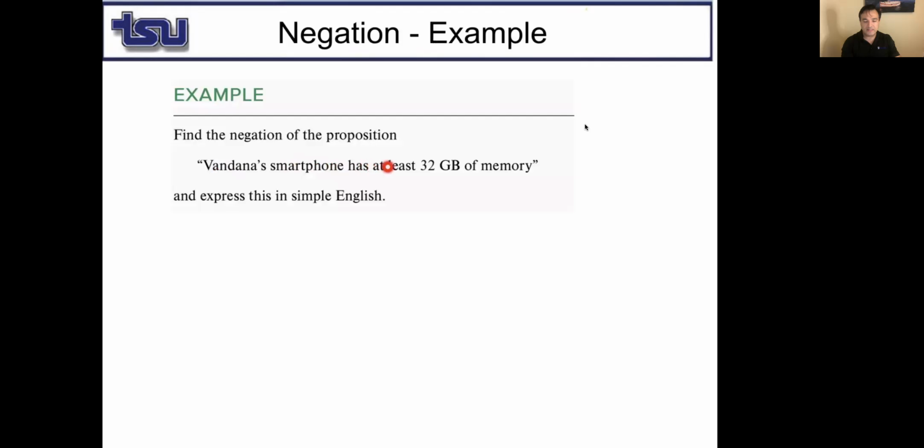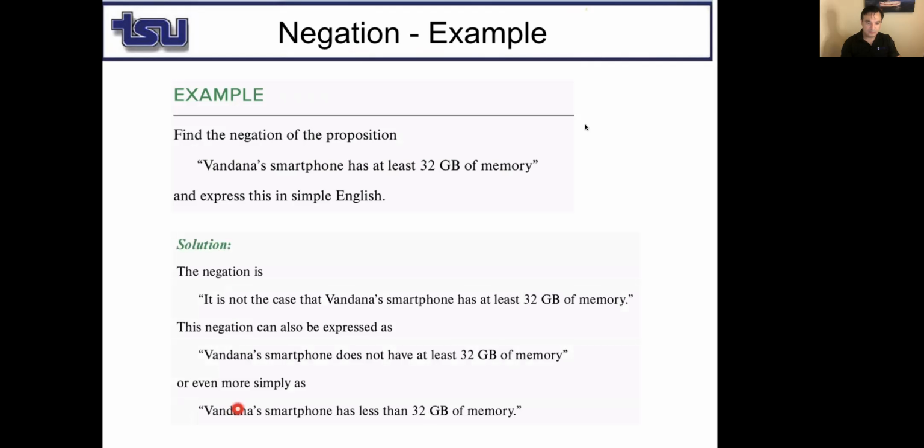How about this one? Vandana's smartphone has at least 32 gigabytes of memory. The negation of this will be it is not the case that Vandana's smartphone has at least 32 gigabytes of memory. In other words, Vandana's smartphone does not have at least 32 gigabytes of memory. In other words, Vandana's smartphone has less than 32 gigabytes of memory.